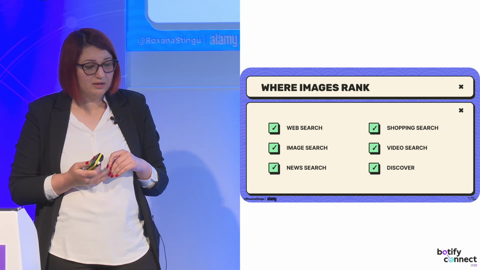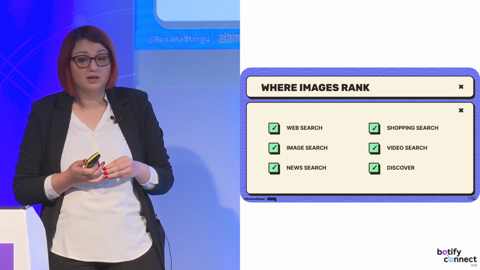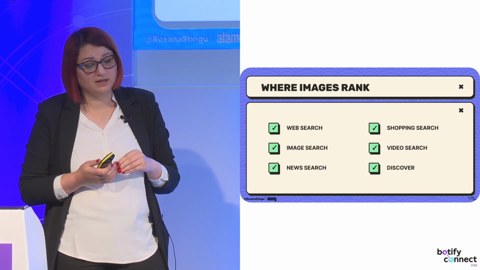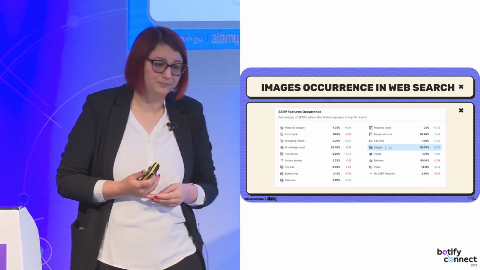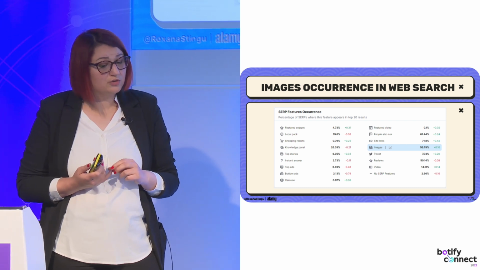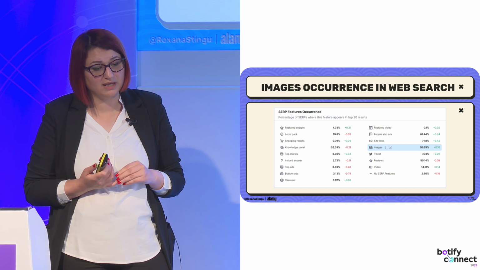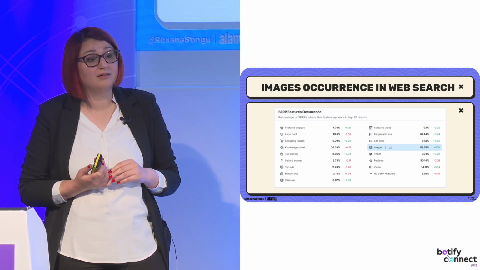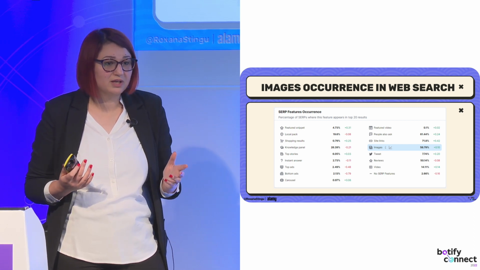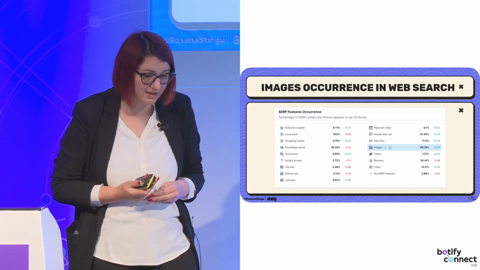Right, where do images rank? Web search, image search, of course. They can appear in news search, shopping, even video search, because you add an image poster to your videos. And then, of course, they show up in your Discover feed. I got this from SEMrush's Sensor tool. It's for the US desktop database, and it shows that 56% of web search results have images in them. It's a lot, right? Because it's web search. It's supposed to be just 10 blue links and that's it, but it's definitely not that anymore.